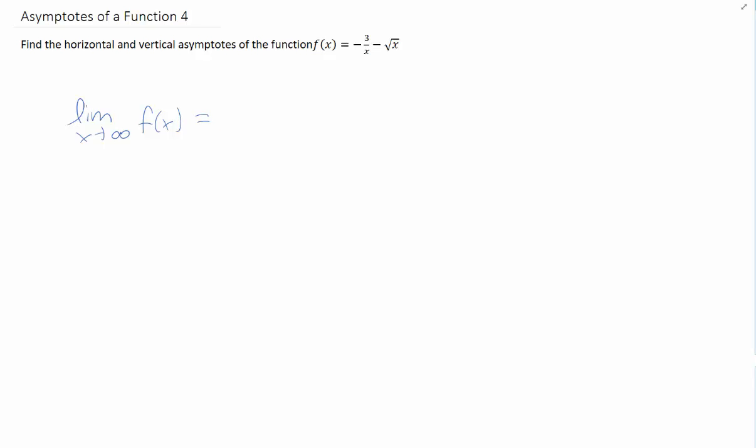More asymptotes of functions. Let's find the vertical and horizontal asymptotes. Again, to find horizontal asymptotes, we need to take a limit as x goes to infinity. Well, as x goes to infinity, this first term here is going to go to 0.